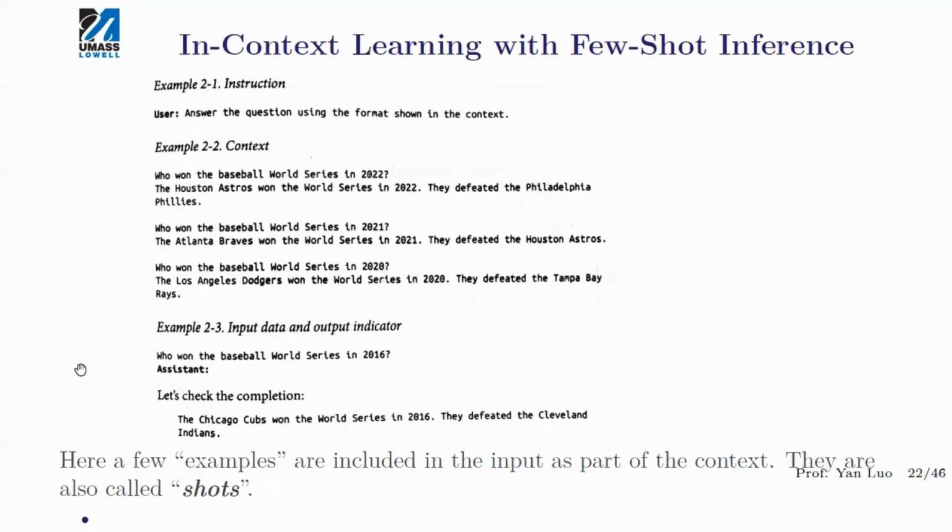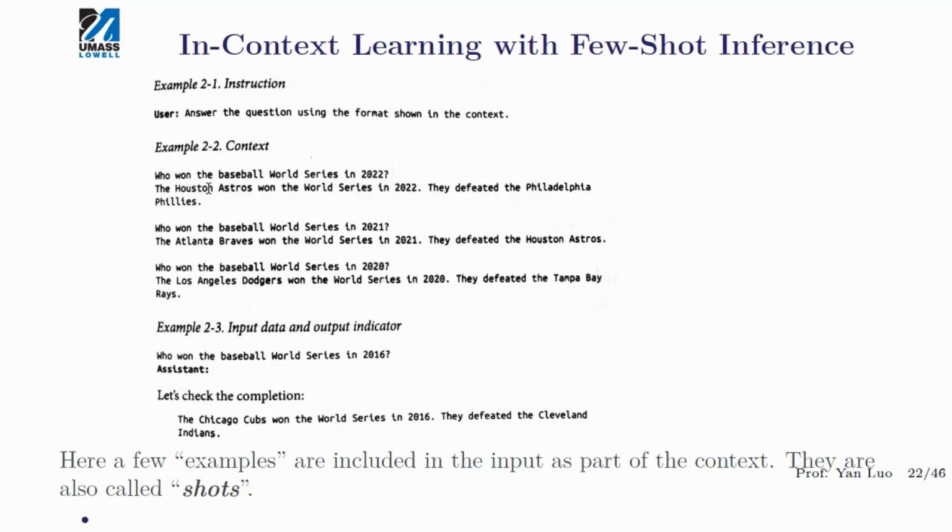Let me cover a few more slides, and then we will take a short break. In context learning with few shot inference. We have this example. The problem is to answer the question using the format shown in the context. This is what we call instruction as part of the prompt. And then we have a context. Context are essentially some examples that you can include as a part of the prompt.